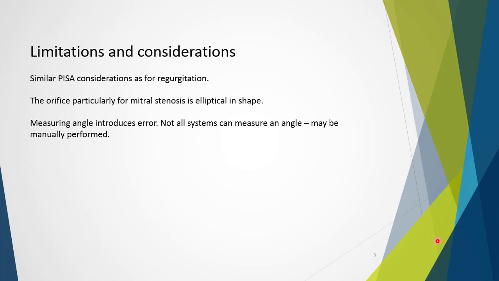The applicable PISA considerations that were for regurgitation also apply here for stenosis. In addition to this, we must understand that the orifice, particularly for mitral stenosis, is elliptical in shape and not circular. Thus, a hemisphere will only approximate the volume of blood within the dome, which we can't actually correct for.